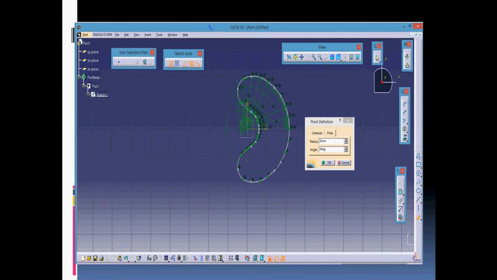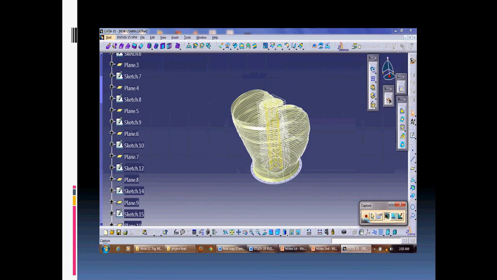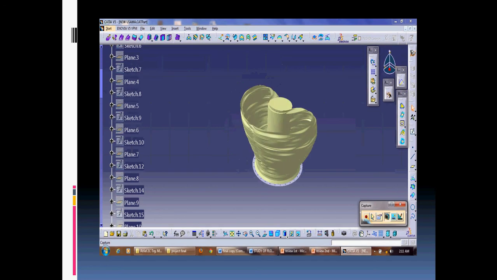Then we opened CATIA, and this is how we started making it. At each degree we imported its coordinates in this format, like radius and angle: what was the distance from the center and at which angle. This is how we took the steps to draw it. Finally we got this as a model, and this is one of the views of that model.